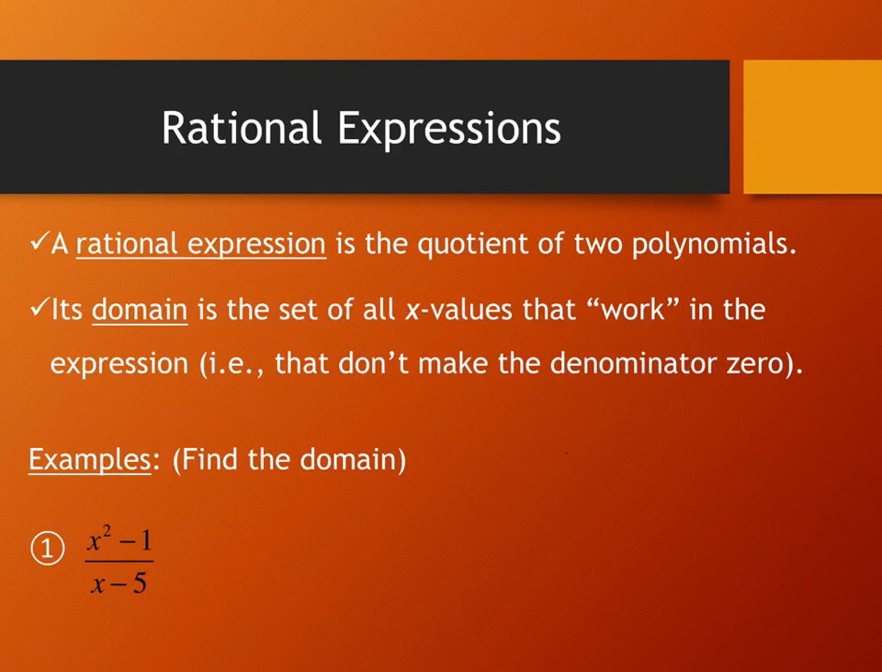Let's take a look at number 1. It's x squared minus 1 over x minus 5. What would make the denominator equal 0? 5. So now 5 would not be in the domain, and everything else would be in the domain. So let me show you one way of expressing this. The notation I'm about to show you has a name. It's called set builder notation.